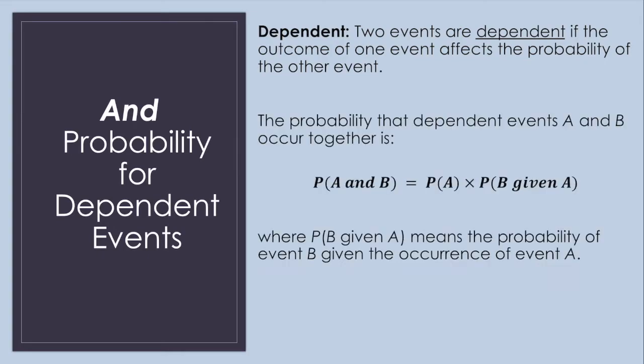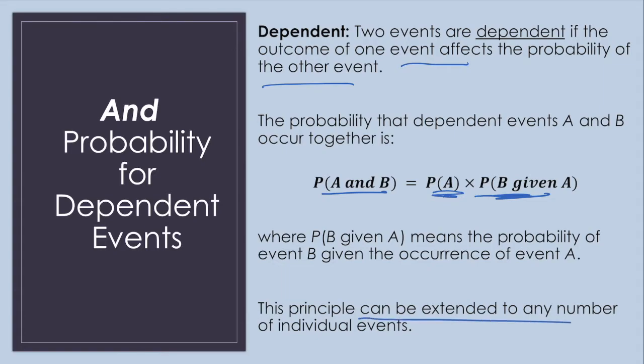So for and with dependent events, the probability of A and B is the probability of A times the probability of B given A. These events are dependent if the outcome of one event affects the probability of the other event. If I first drew a defective card and I kept it, that still affects the probability of the next defective card. A way to make those events independent would be to put the card back in the deck. But that's not how this problem was set up. And again, this principle can be extended to any number of events.